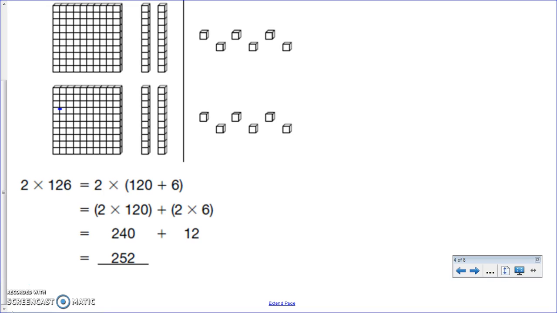So 2 times 120 is 240, 2 times 6 is 12, and then we add those two partial products back together, and we get 252. So the distributive property is a good way to mentally break large numbers into smaller pieces, so you can do the math mentally.